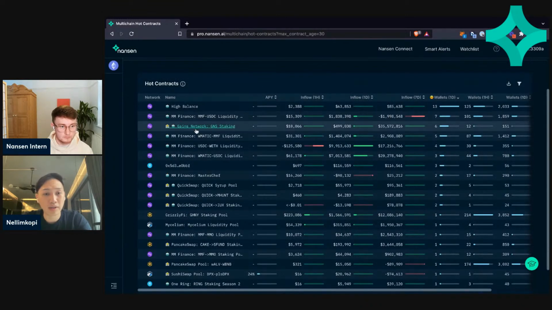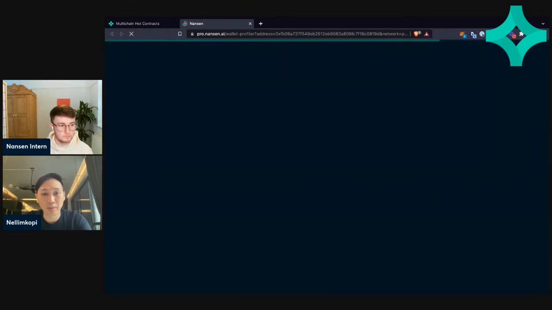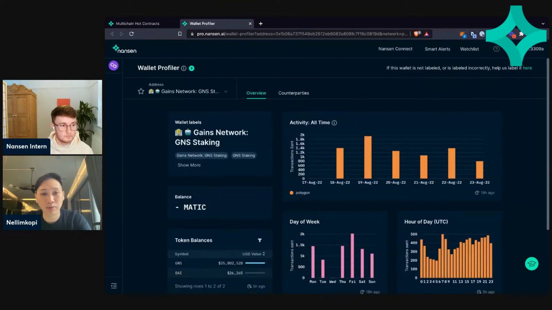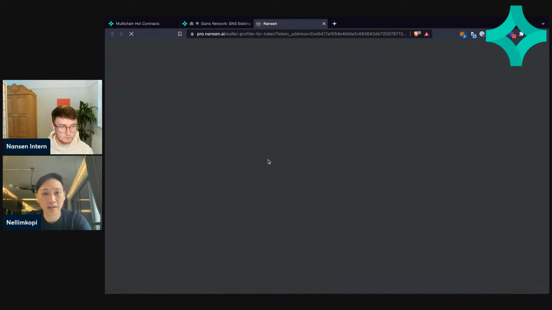And the other protocol that we are seeing, right, is Gains Network as well, right? So you can click into it, and it takes you to the particular contract that we are looking at, right? And you can drill down a lot deeper from your starting point on hot contract by looking at what is being deposited into this particular contract, right? So we can see it's a GNS staking contract, right?